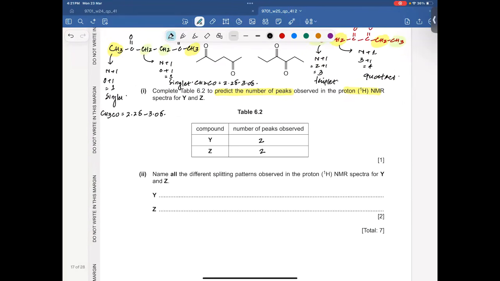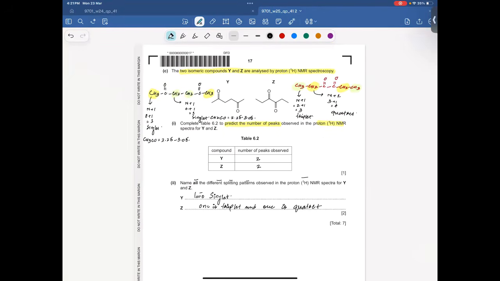Name all the different splitting patterns. All the different splitting patterns observed in proton NMR. So it's singlet. Okay. In fact, 2 singlets. And in Z, one is triplet. And one is quadrate. That's the end of this question also. Let's move on to the next question.